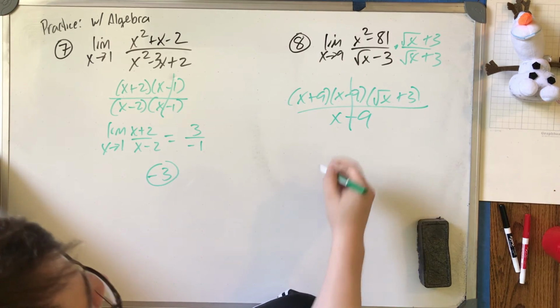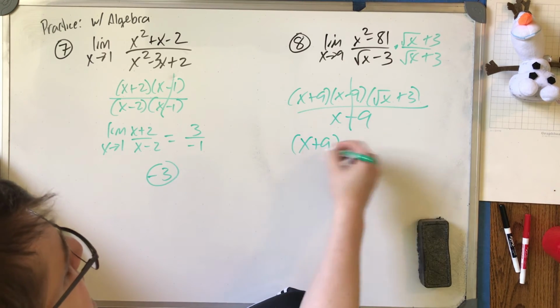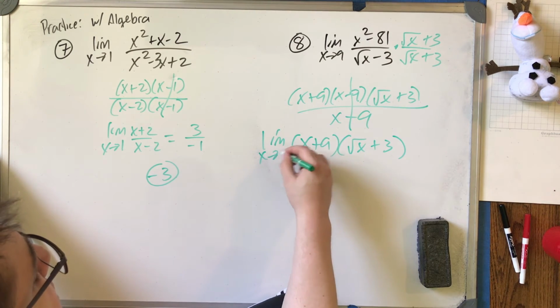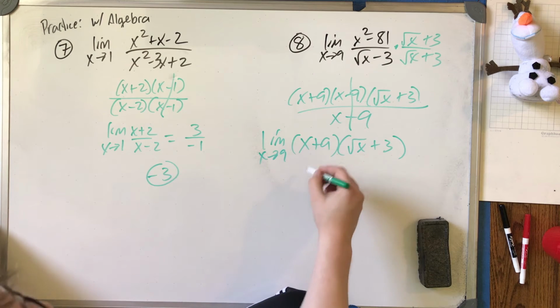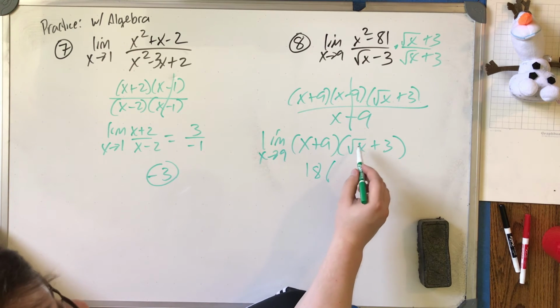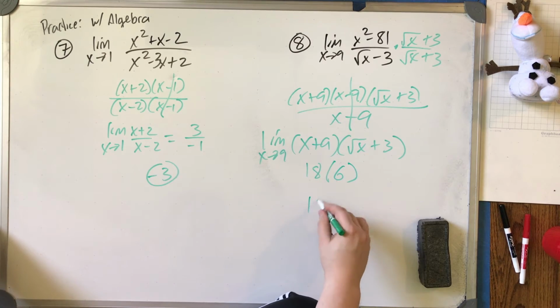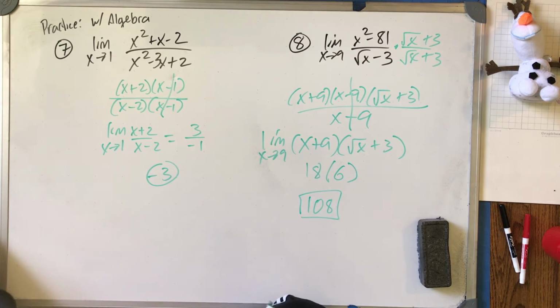So that's going to cancel out that term. So I'm left with x plus 9 times the square root of x plus 3, and our limit as x approaches 9. Let's direct substitute. I will get 18 times the square root of 9 plus 3, that's going to be 6. So 18 times 6 is 108. So that's what this limit is.